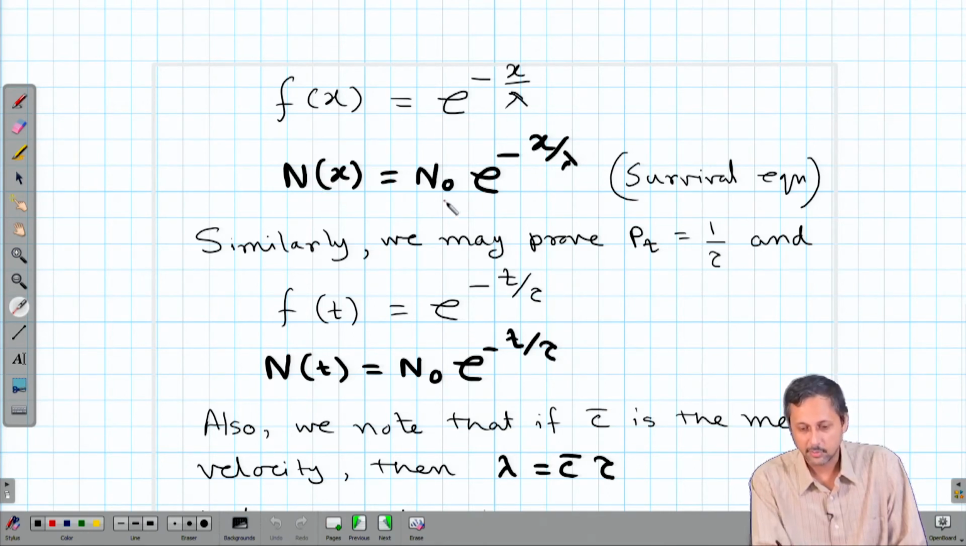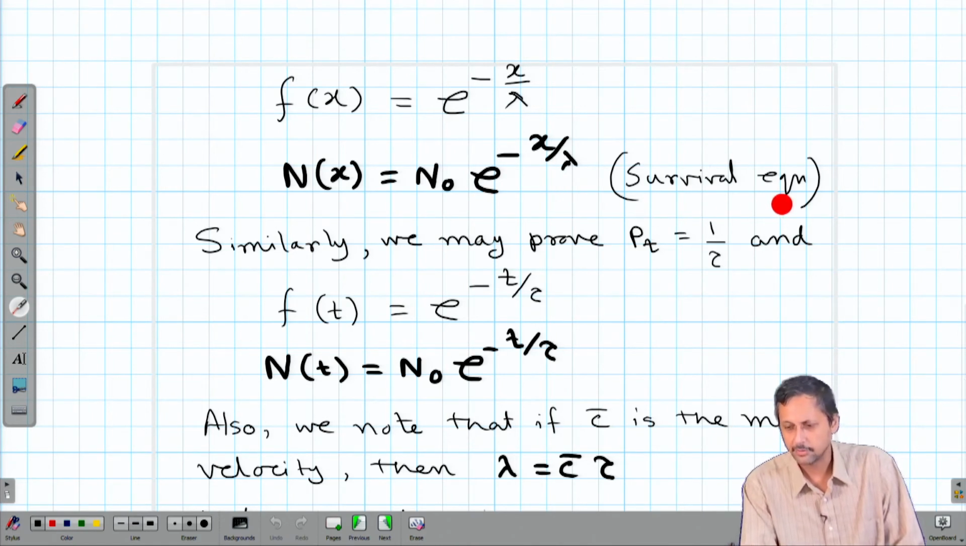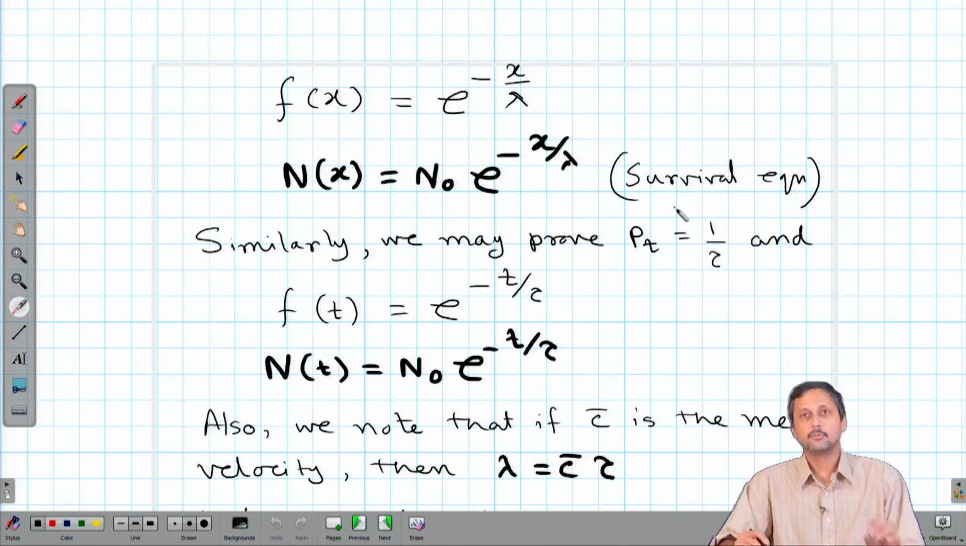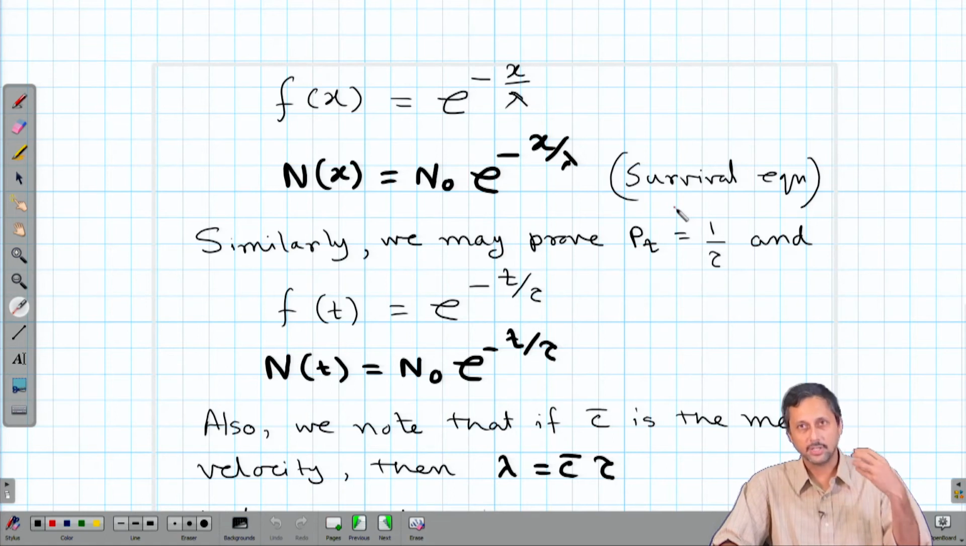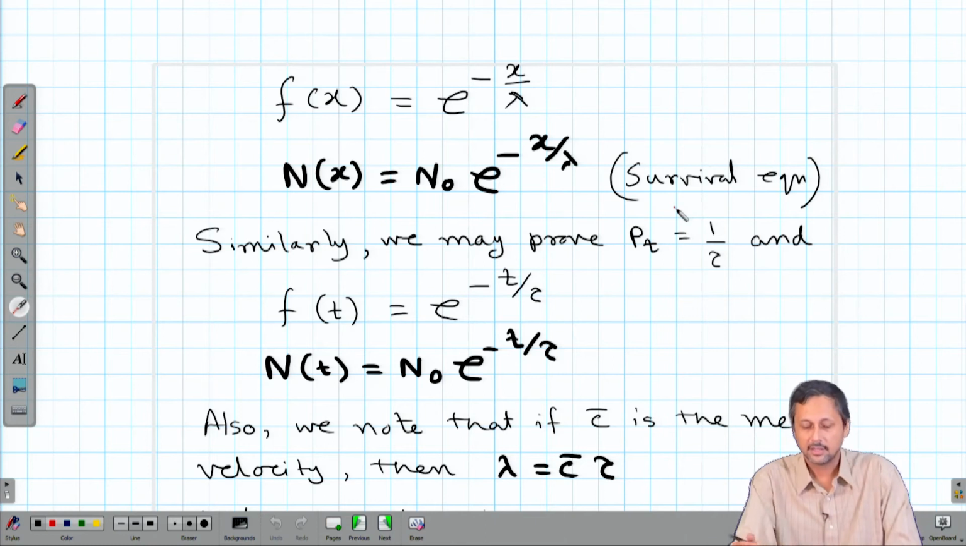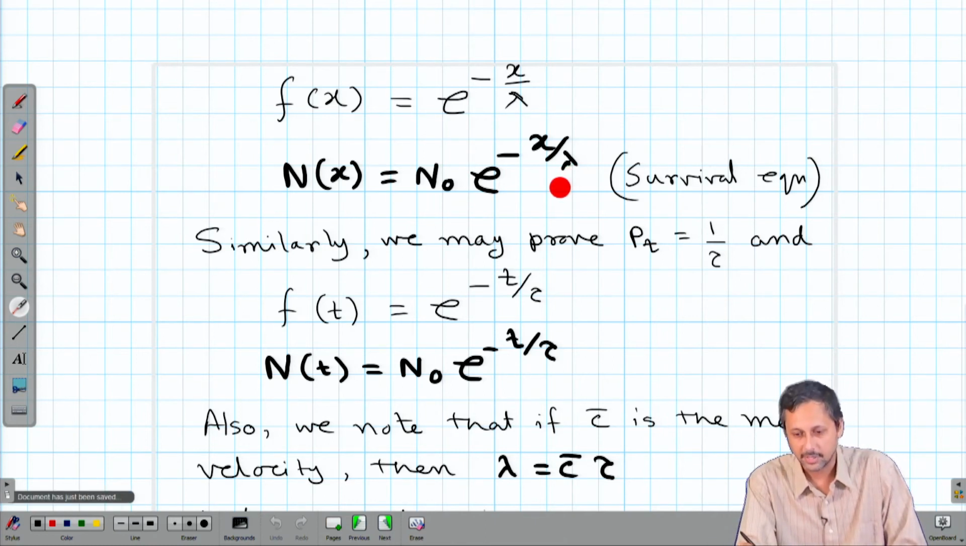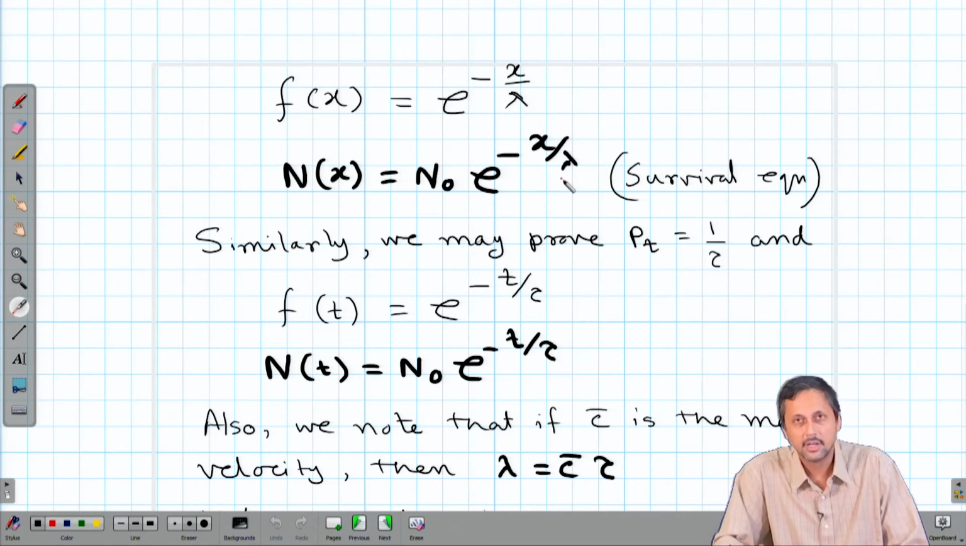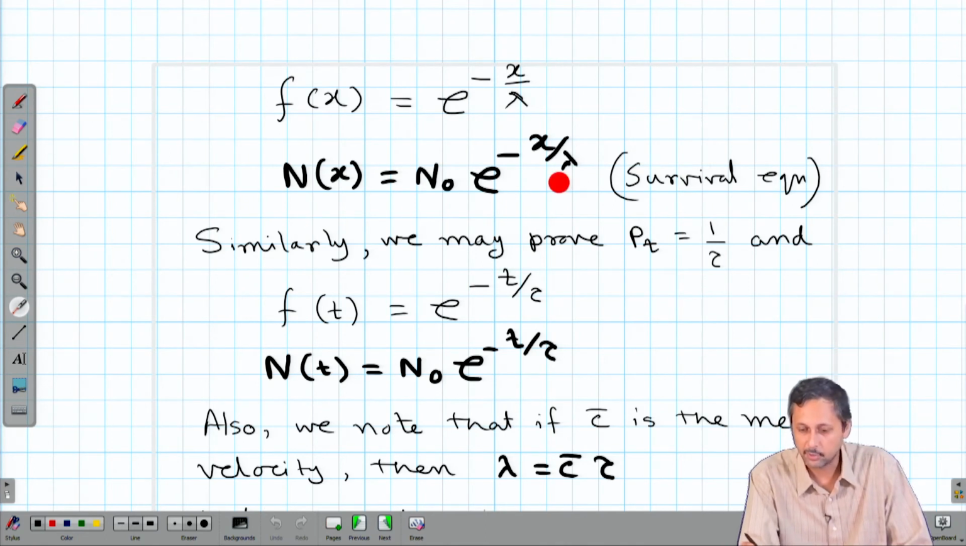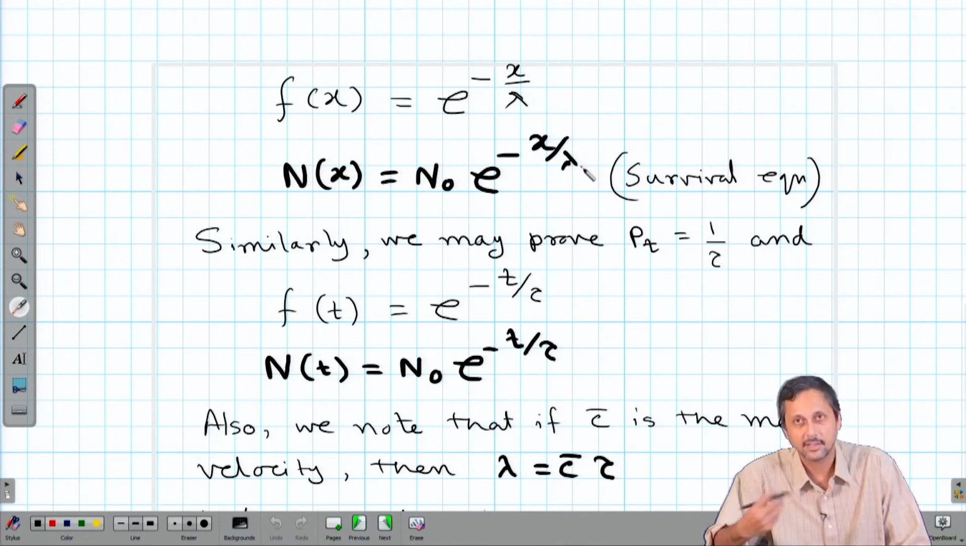So, n(x) is equal to n0 e to the power minus x by lambda, which we call the survival equation. This gives you the number of molecules that will survive in a group even with collision over a distance x, and lambda at present is undetermined. We have used the definition of lambda, the mean free path, in order to find out the survival equation, but we have not derived lambda yet. Lambda has to be determined in a different manner.